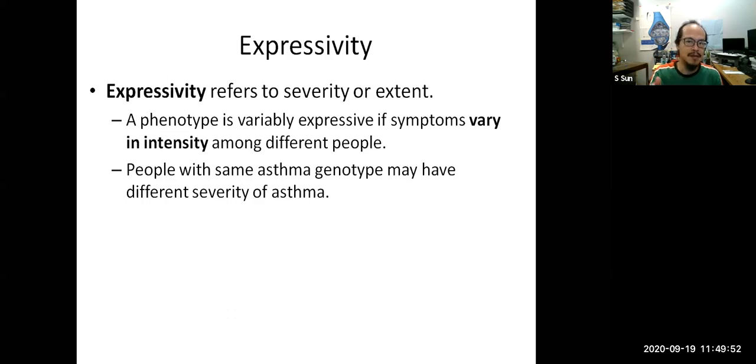So that's something more complicated. Even though Mendel's law still holds, in reality this is more complicated. There are many traits that could be complicated.